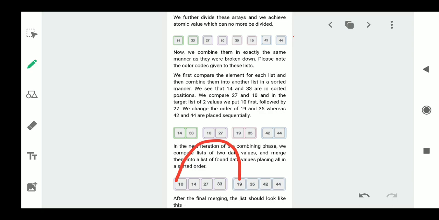Now 10 is not here. 10 we have taken into the final list. And now what is the next element here? 14. We will compare 14 and 19. 14 is smaller. We have taken 14 into the final list. So 14 is not there in the list.